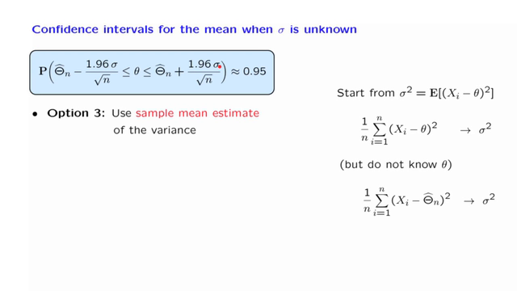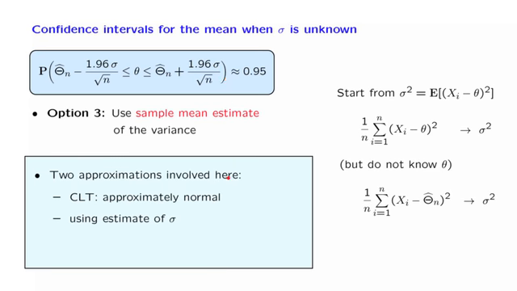And this gives us a complete way of coming up with confidence intervals when we only have data available in our hands, but do not know ahead of time what sigma is. Some remarks. This procedure of constructing confidence intervals involves two separate approximations. One approximation has to do with the fact that the sample mean is approximately normal according to the central limit theorem. And then there is a second approximation that comes in using an estimate of sigma instead of the true value of sigma.